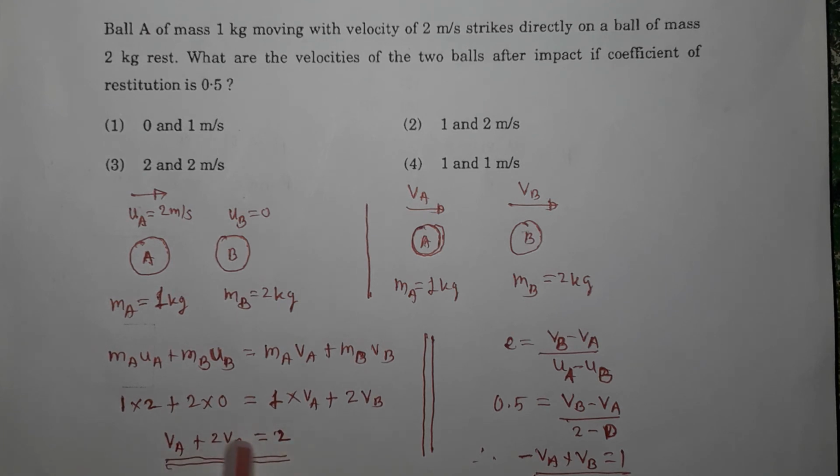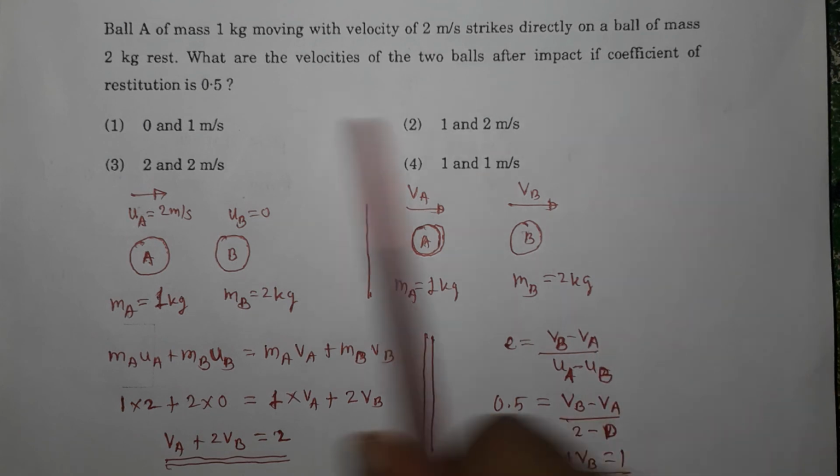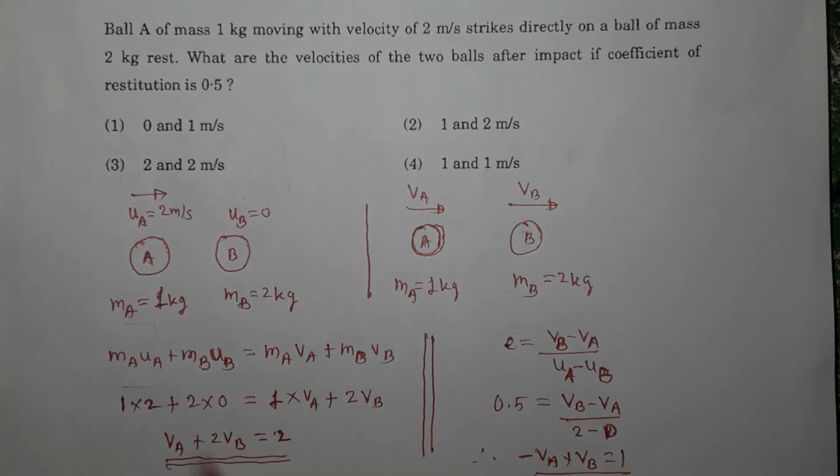But as there are two unknowns, I will have to get one more equation in order to get the values of these unknowns. Now in order to get the second equation, they have given the value of coefficient of restitution, which is 0.5. Coefficient of restitution E is given as VB minus VA divided by UA minus UB. So substituting the value of E, 0.5 is equal to VB minus VA divided by 2 minus 0. So I am getting a second equation: minus VA plus VB is equal to 1.